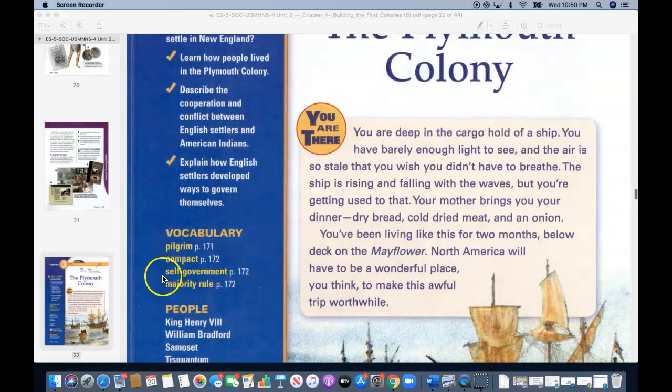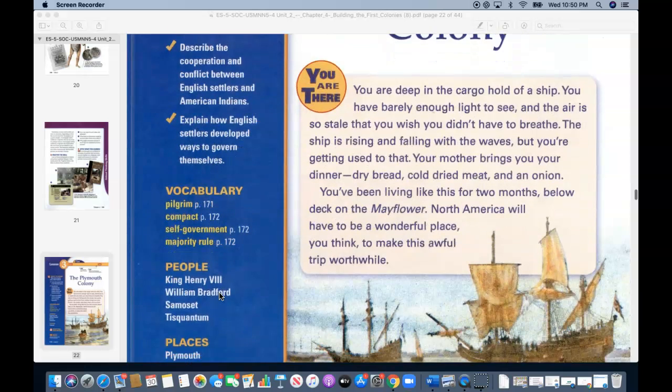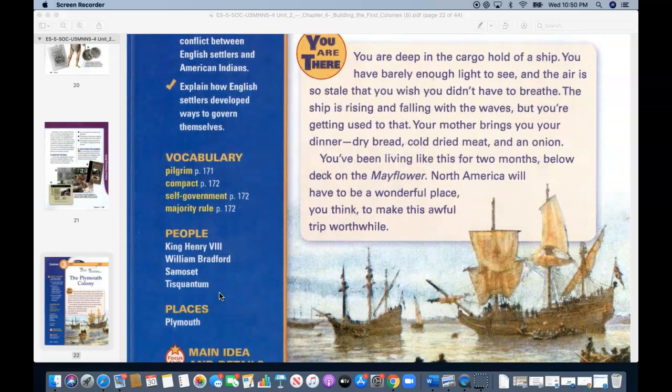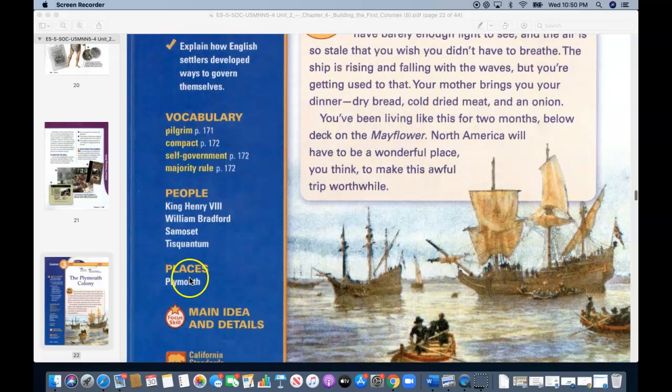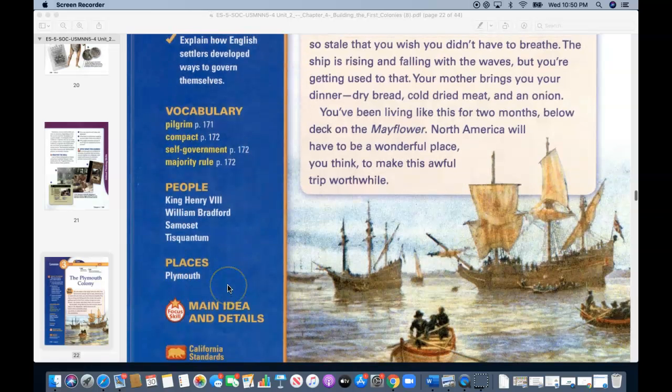Vocabulary to know and to study in Quizlet: Pilgrim, Compact, Self-government, Majority rule. People you will meet in this chapter: King Henry VIII, William Bradford, Samoset, Tisquantum, also known as Squanto. Places: Plymouth.